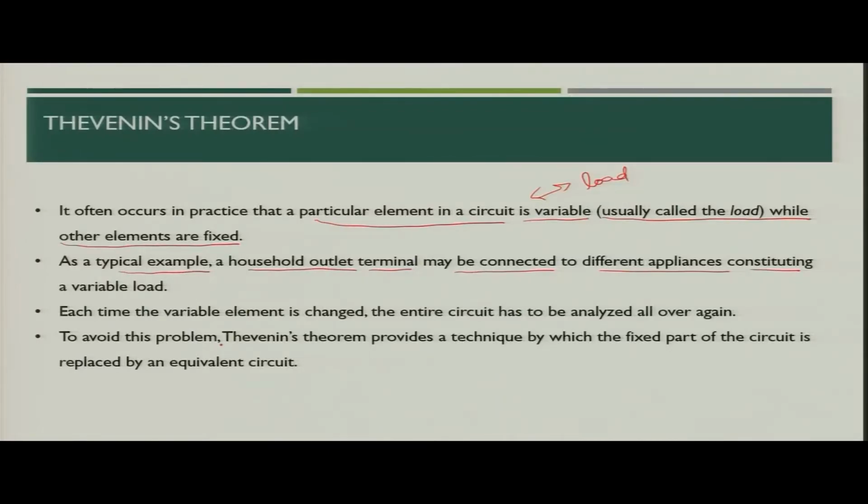To address that problem, the alternate way is to represent the equivalent of the power system network which is external to that particular plug point, and then analyze only that particular load or variable element in which you are basically interested. To solve that problem, we use the theorem called Thevenin's theorem, because it provides a technique by which the fixed part of the circuit is replaced by its equivalent circuit.